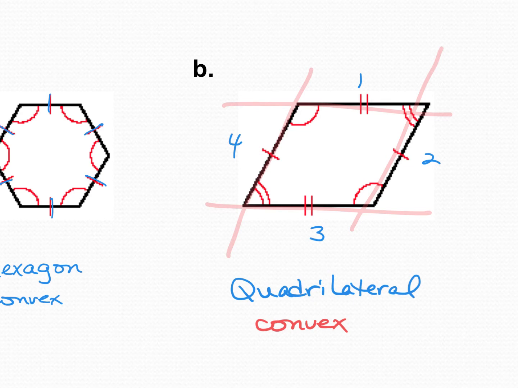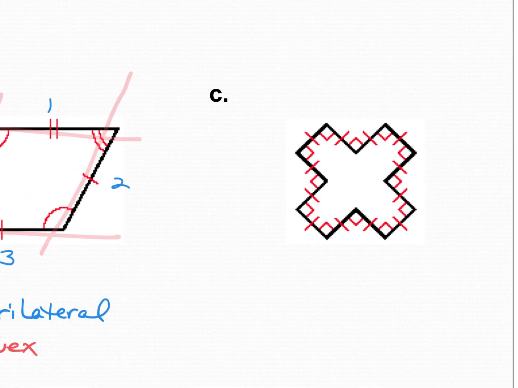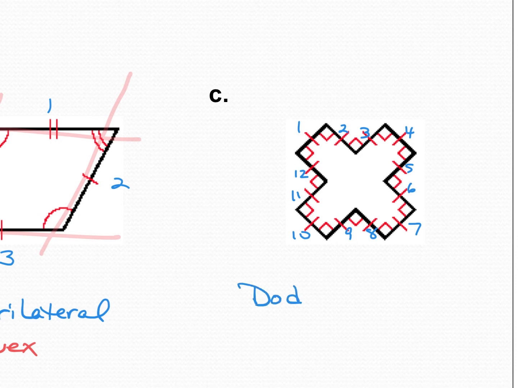And then the last one, let's count up all those sides, see what name we're going to give part C. We have 1, 2, 3, 4, 5, 6, 7, 8, 9, 10, 11, 12 sides. And the 12-sided figure from that chart is called a dodecagon.